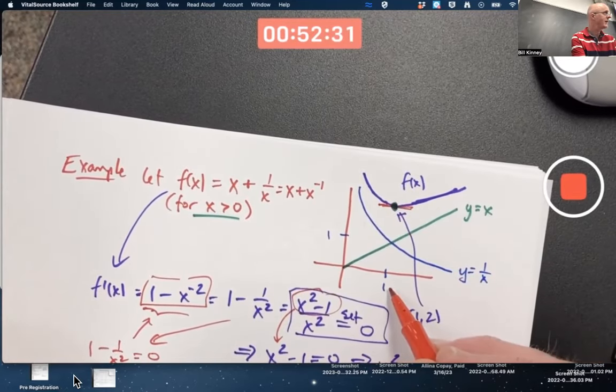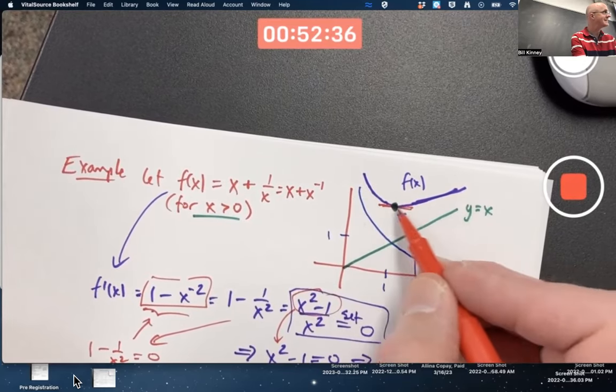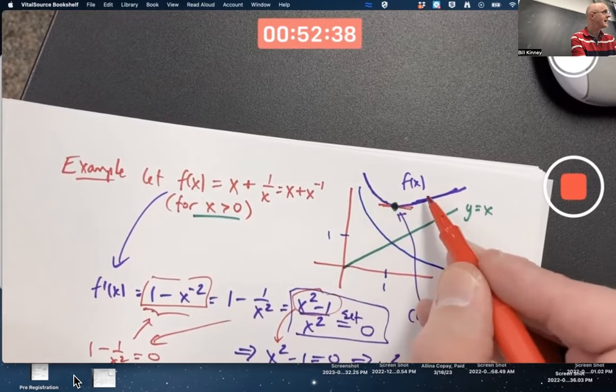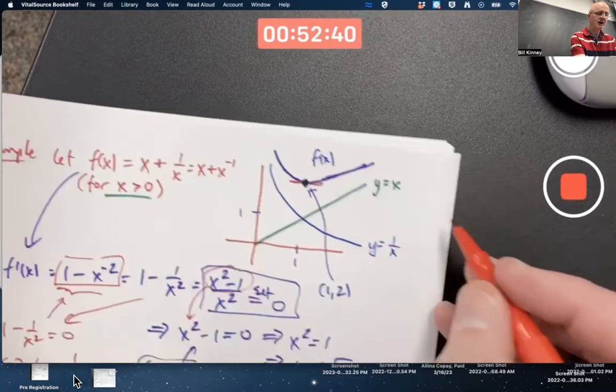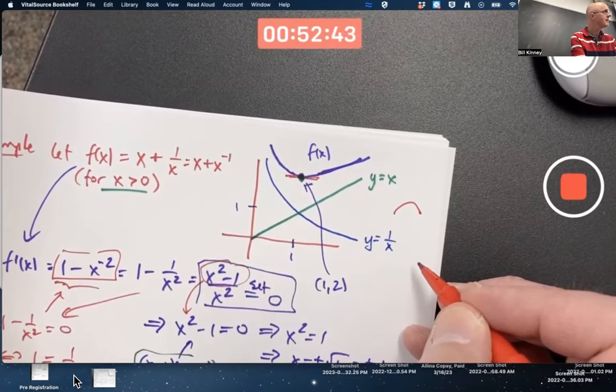X equals 1 is a critical point. F prime of 1 is 0. And F double prime is positive near 1. So the graph's concave up. It's got to be a low point as opposed to a high point. Does that make intuitive sense?